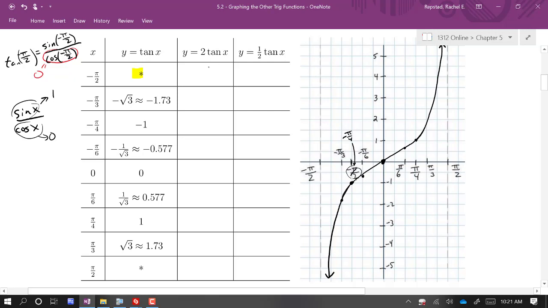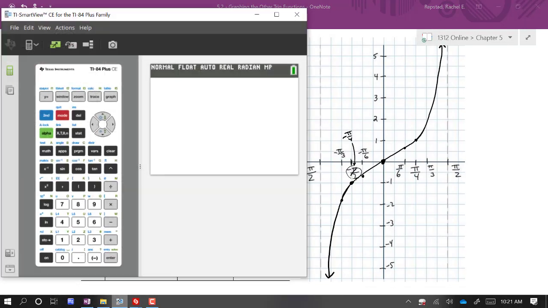Y equals 2 tan x. We're just going to take each of these values and multiply by 2. So this is still undefined, right? Wherever tan x is undefined, 2 times tan x is undefined. Here this is negative 2 root 3, and that is about, let me open up the calculator, about 3.46.